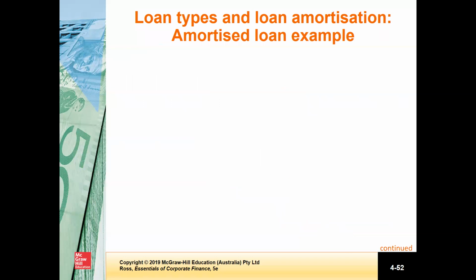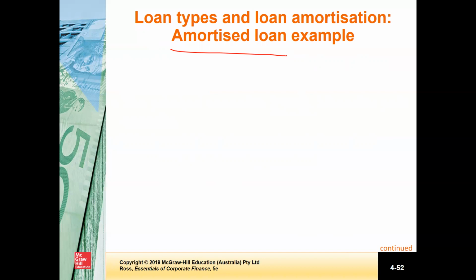The last type of loan that we are going to talk about is amortized loans. With a pure discount or interest-only loan, the principal is repaid all at once. For the pure discount loan, interest is paid at the maturity. For the interest-only loan, interest is paid periodically, but principal is paid at maturity. An alternative to this type of loans is an amortized loan.